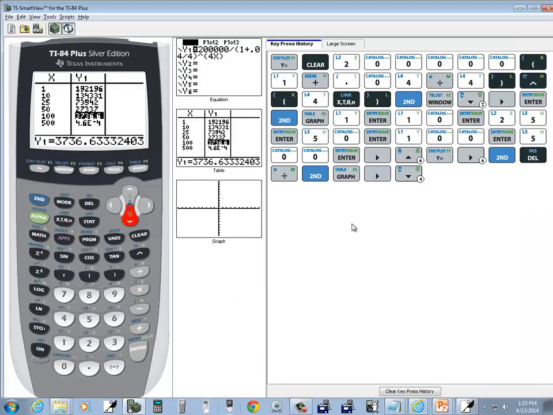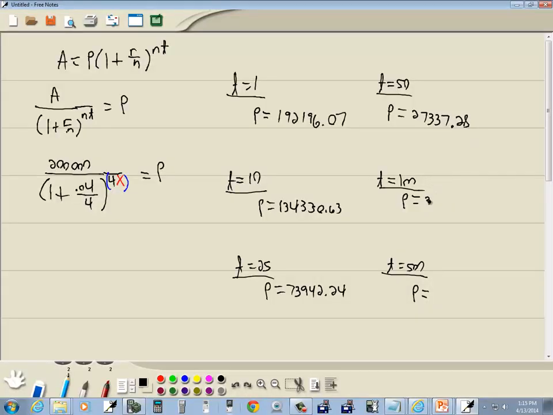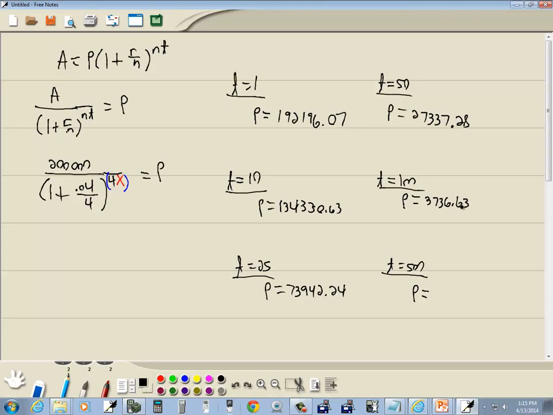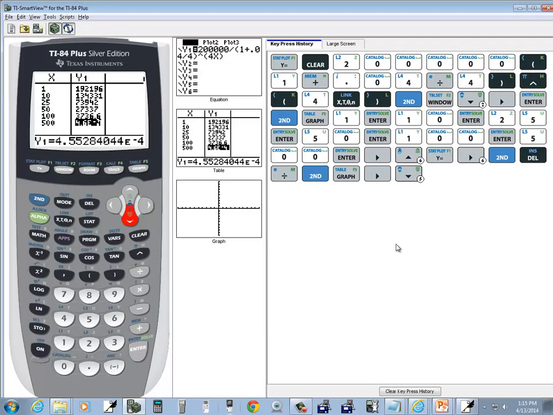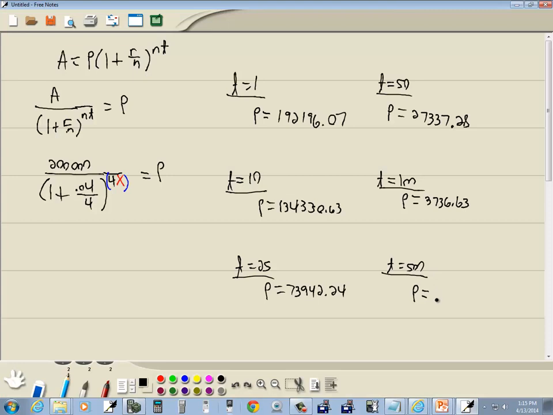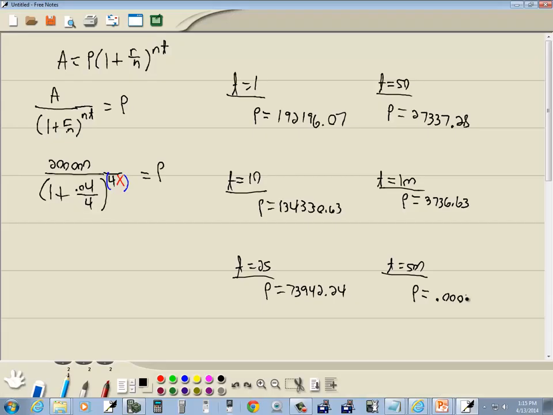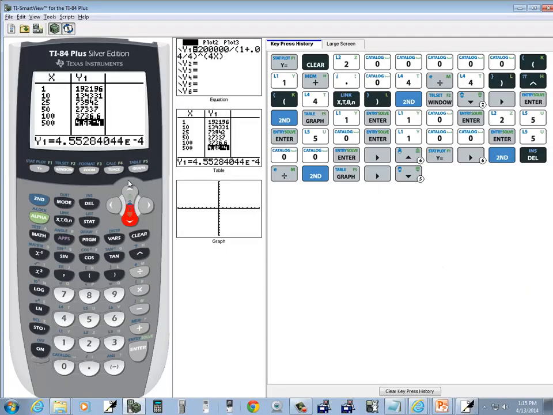Down arrow. And 337.63. And down arrow again. And this is scientific notation. It'd be 0.000455, which basically means a penny, since you can't deposit less than that. If you put a penny in and leave it for 500 years, then you'll end up with $200,000. It's pretty wild to think about.